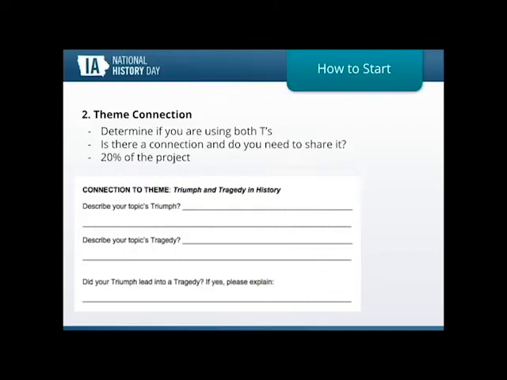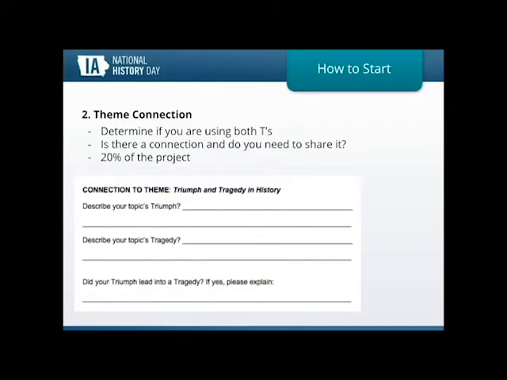I've also mentioned students are not required to use both T's this year, but I do recommend finding topics that are able to make a connection to both. So as you're filling out this worksheet, have a pretty clear idea of how your topic fits in with the theme. Since this is 20% of your project overall at contest, this is a pretty important section. Projects at the district level, if it does not have a connection to Triumph and Tragedy, it most likely will not move forward.